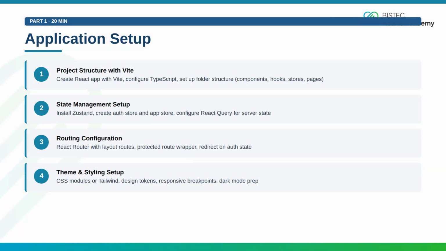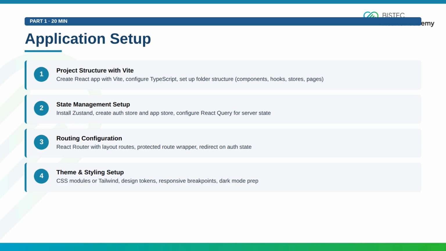20 minutes for setup. First, project structure with Vite. Create the app, set up TypeScript, and organize your folders: components, hooks, stores, pages, and utils. Second, state management setup. Install Zustand and create 2 stores. An auth store for login state and an app store for UI state. Install React Query and set up the query client. Third, routing with React Router.